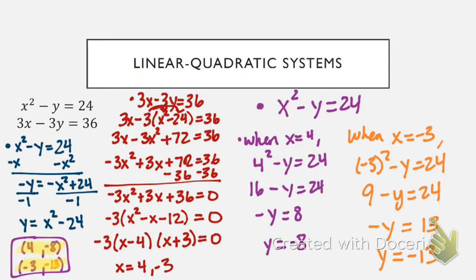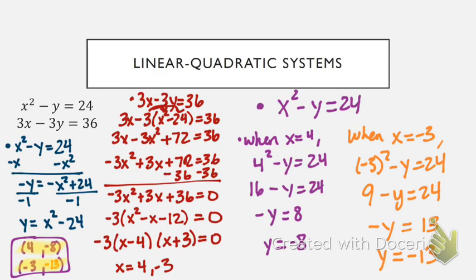So I have two different solutions. I have when x equals 4, which is in purple, and the y value that goes with positive 4 is negative 8. Then I also have an x value of negative 3, and when x equals negative 3, the y value that goes with that is negative 13. And the solutions are in the bottom left corner in purple and highlighted. So I have two different solutions. One solution is 4, negative 8. The other solution is negative 3, negative 13.